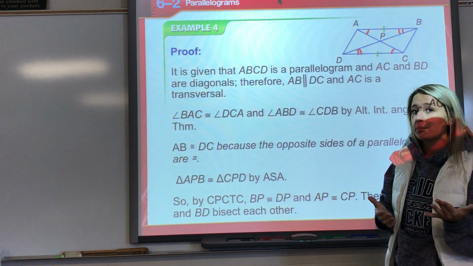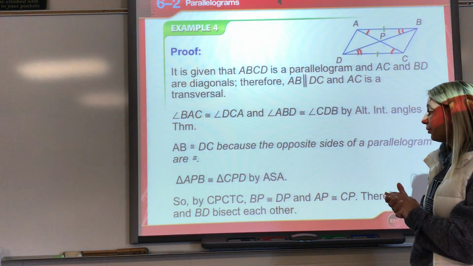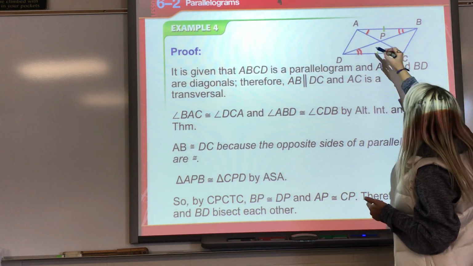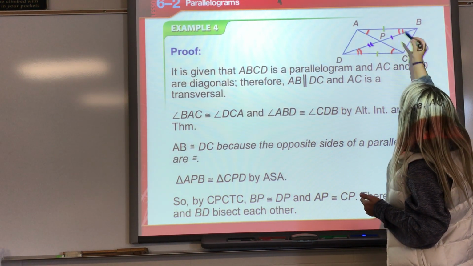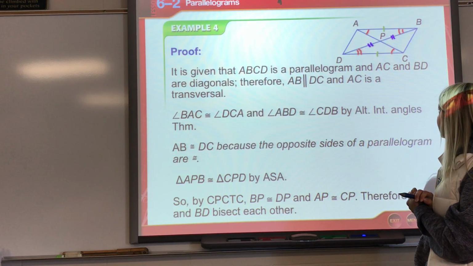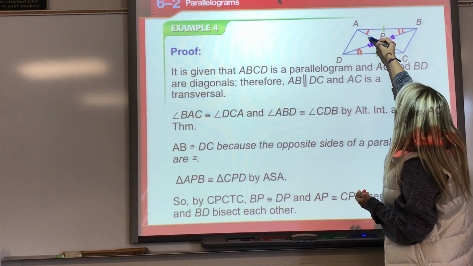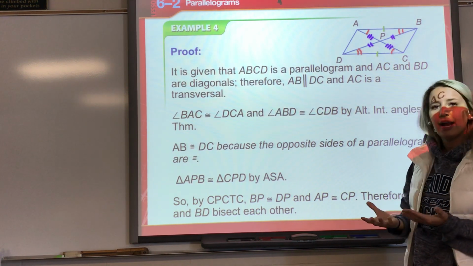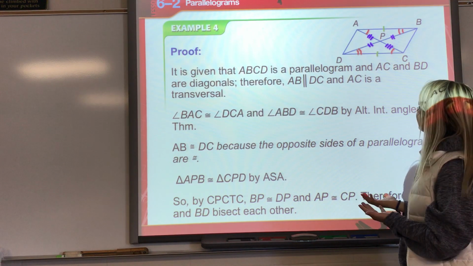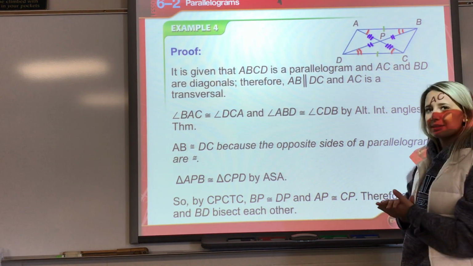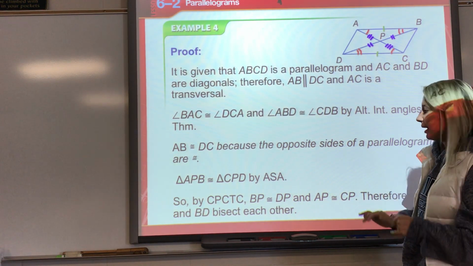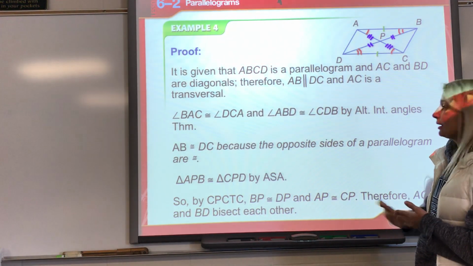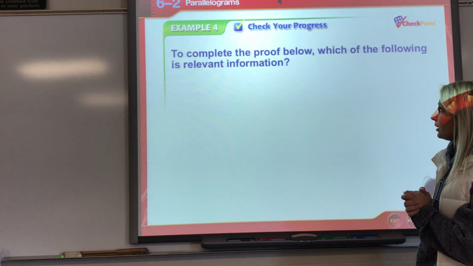So by corresponding parts of congruent triangles being congruent, BP is congruent to DP, right? And then AP is congruent to CP, so I'll do a triple mark here. And what we were trying to prove is that P is the intersection where they bisect. So therefore, AC and BD do bisect each other. Okay?